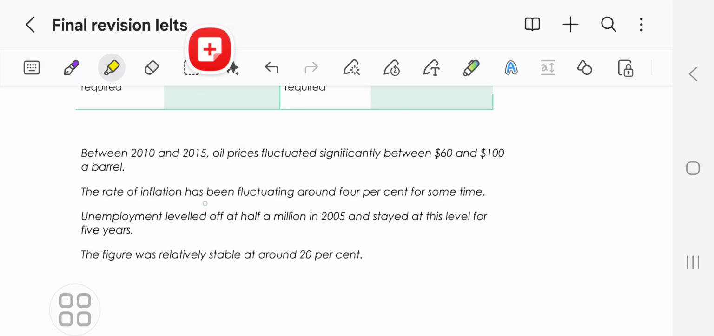Between 2010 to 2015, oil prices fluctuated significantly between this much to this much. The rate of inflation has been fluctuating around 4%. Okay, this is a very important word, because the things are changing, that's why they are showing you. And you're just talking about fluctuating. Fluctuating is not analysis. Fluctuating is just describing the pattern. So the right word to use is not analysis. Remember this thing.